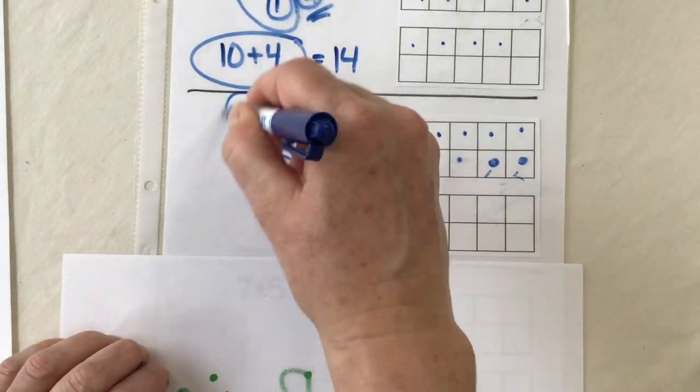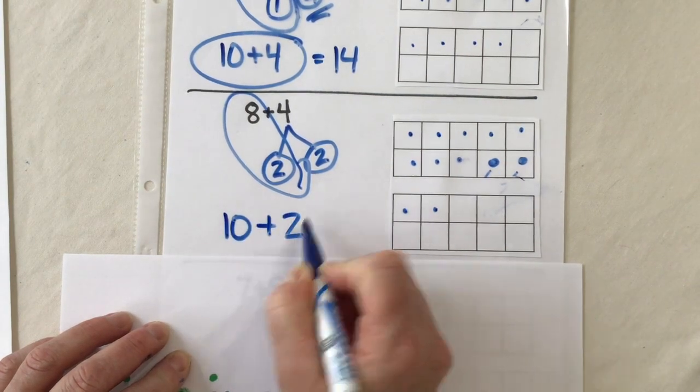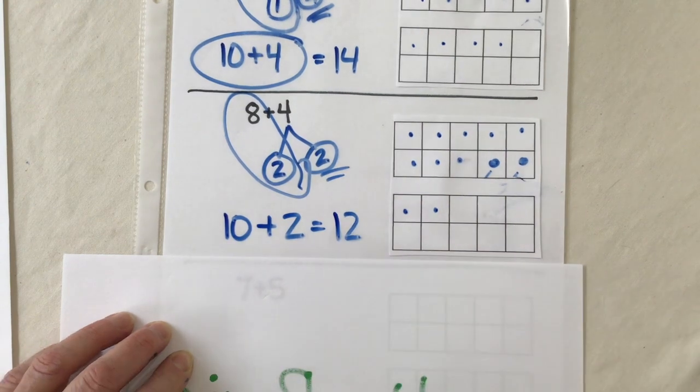So now I make a 10. There's my 10. 10 plus 2 equals 12. Okay.